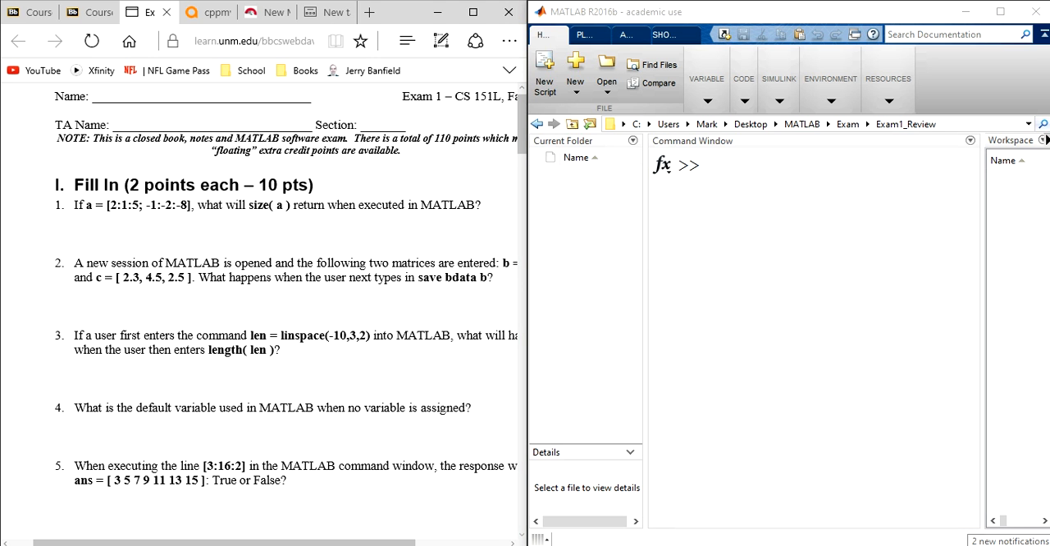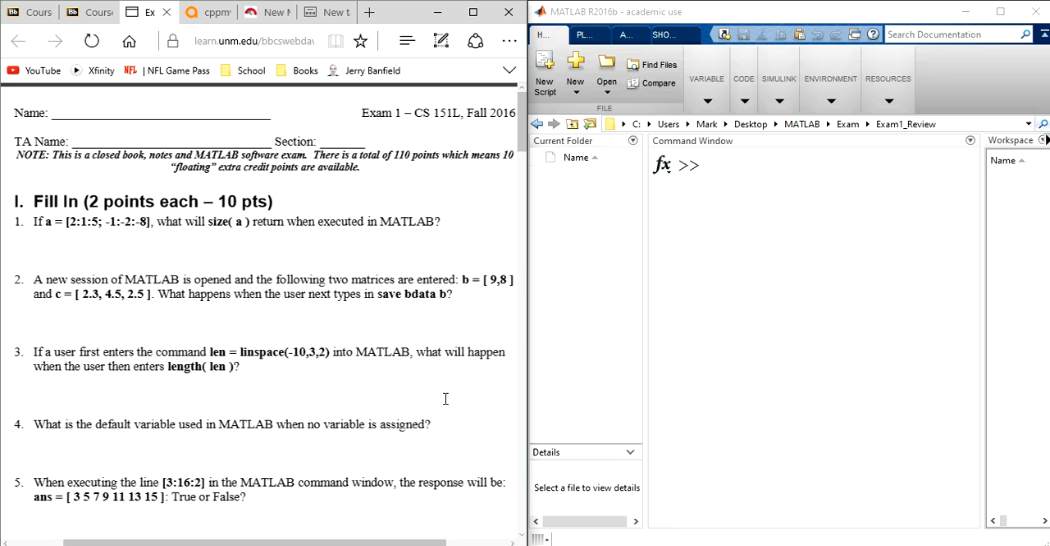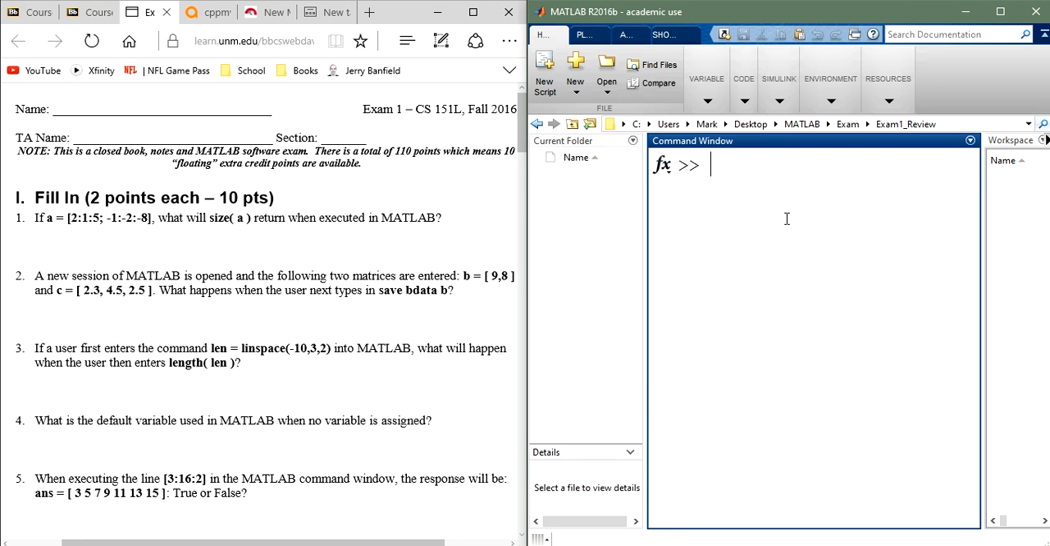Alright guys, so on the left I have exam 1 from the fall 2016 open, and I will just be going problem by problem. Here we go. A is equal to 2 by 1 to 5. In the first row, the second row is from -1 to -8 by -2.